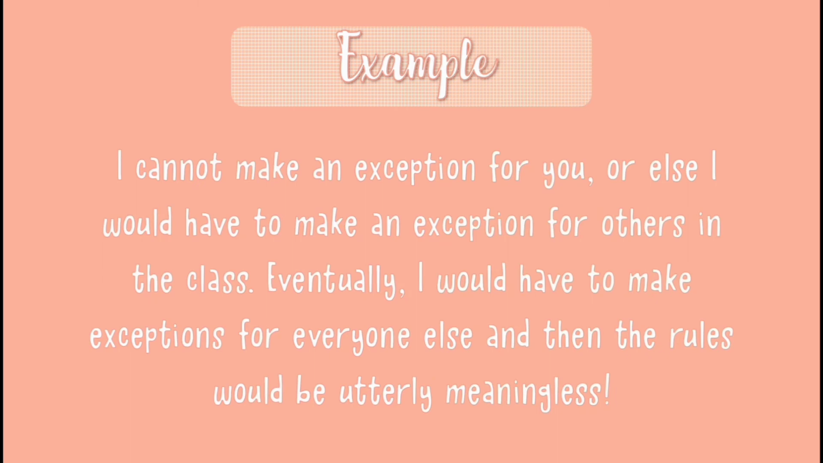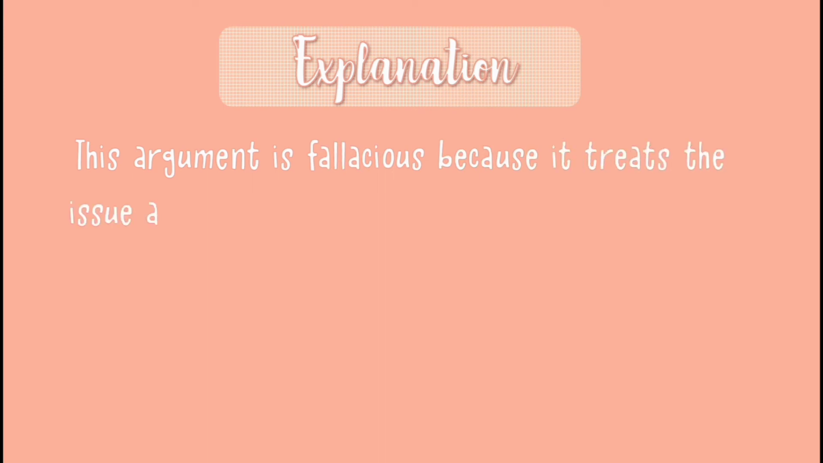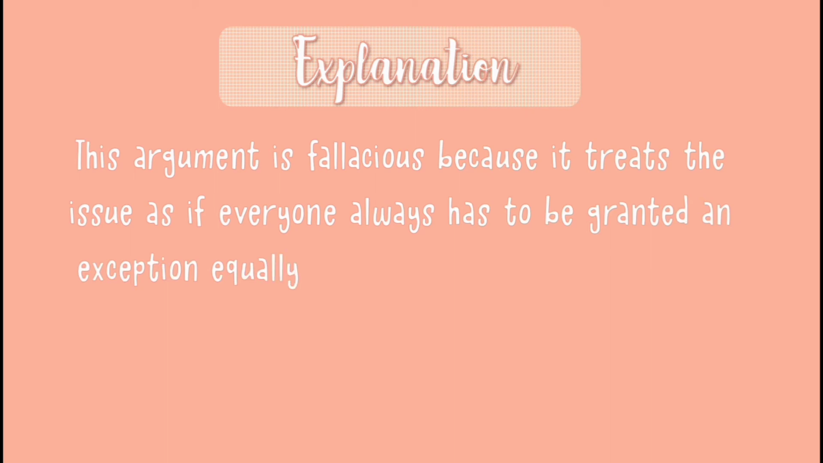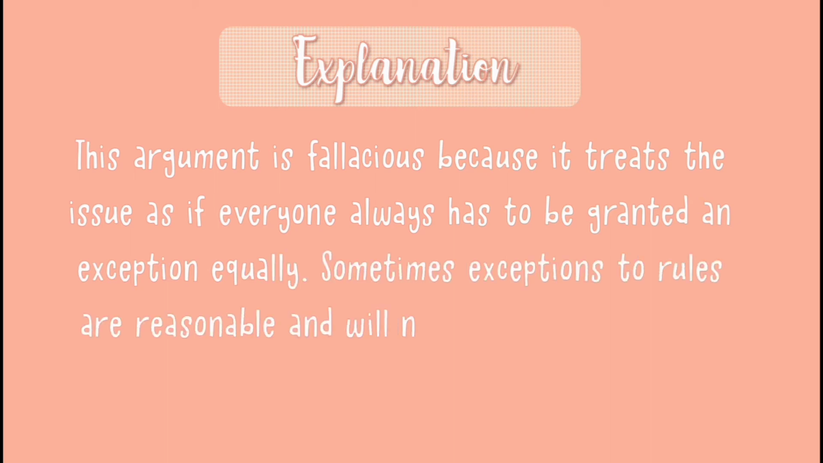Another example is, I cannot make an exception for you, or else I would have to make an exception for others in the class. Eventually, I would have to make exceptions for everyone else and then the rules would be utterly useless. Explanation. This argument is fallacious because it treats the issue as if everyone always has to be granted an exception equally. Sometimes, exceptions to rules are reasonable and will not set a precedent for others.